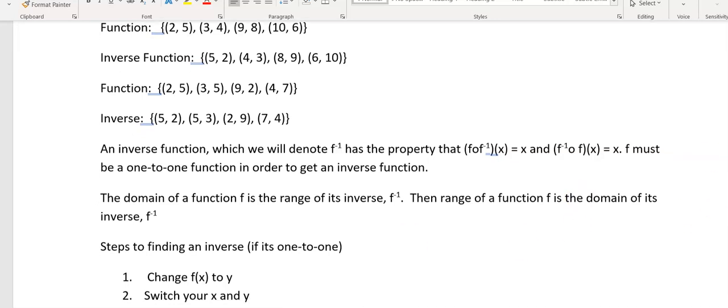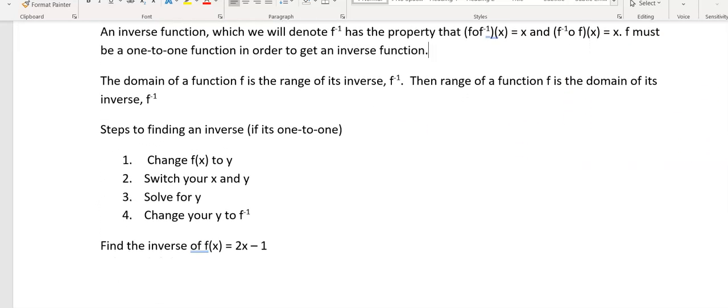All right, so now we're going to actually find inverses from algebraic functions. So we've got a process. If it's one-to-one, we're going to find an inverse. We're going to change f of x to y. We're going to switch the x's and the y's, and then we're going to solve for y. And at the end, we'll change our y to an f inverse notation. So let's look at this function, f of x equals 2x minus 1, and let's find its inverse.